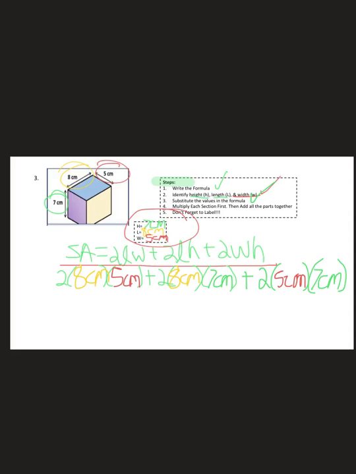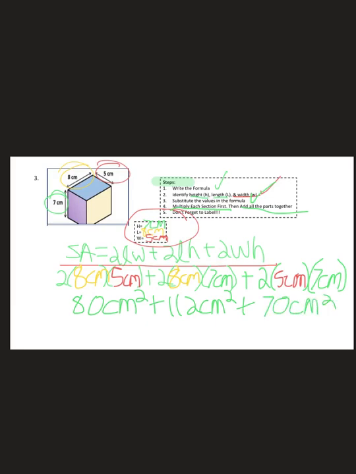Now we're moving on to step 4, which is that we need to multiply first, and then we'll add all the parts together, because we can't add anything right now since there's too much multiplication going on. So what's 2 times 8 centimeters times 5 centimeters? That gives you 80 centimeters squared. Remember, we're dealing with area, so we need squared. What's 2 times 8 centimeters times 7 centimeters? That's going to give you 112 centimeters squared. And the last one is what's 2 times 5 centimeters times 7 centimeters? That will give you 70 centimeters squared.